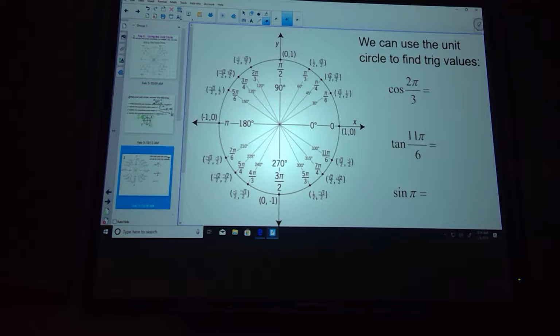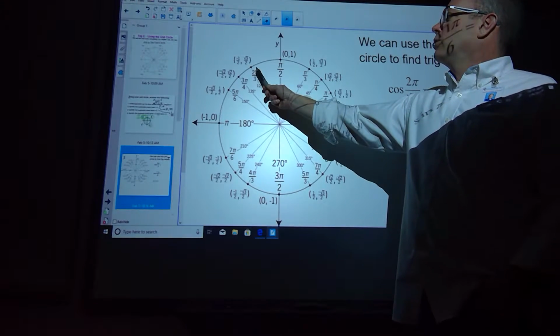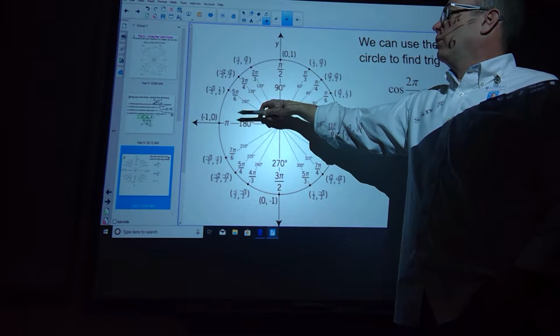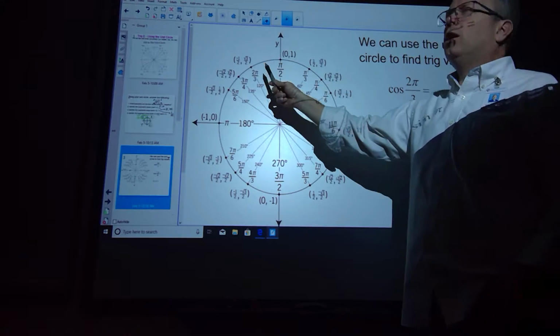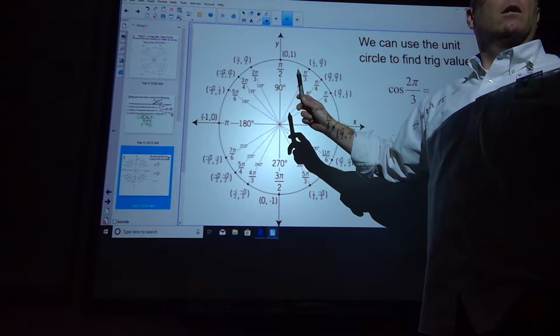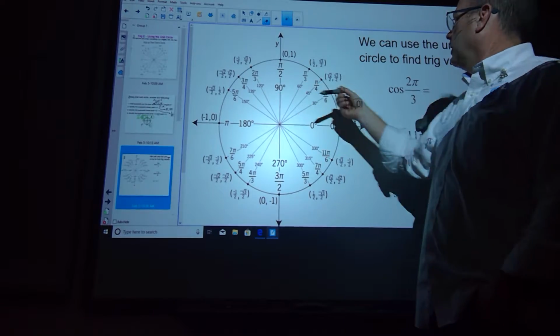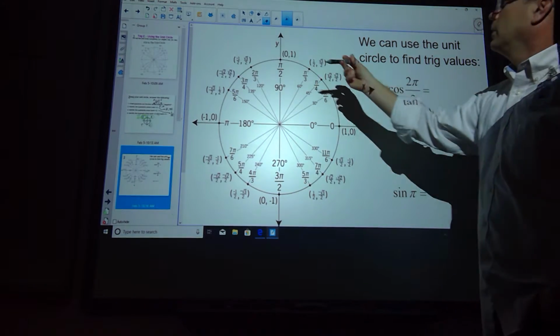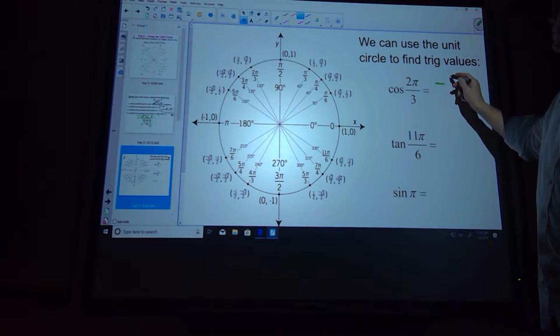So from here, we're saying, okay, now what are my values? So cosine of 2 pi over 3, well, 2 pi over 3 is right here. So this is a 60-degree angle right here. So the cosine is which value, x or y? X, it's alphabetical, right? So it's negative 1/2.